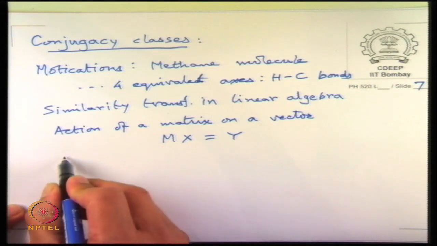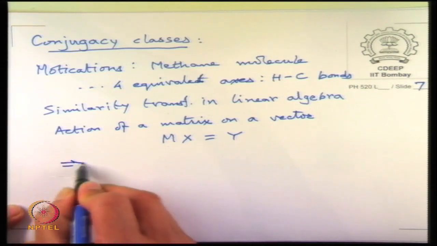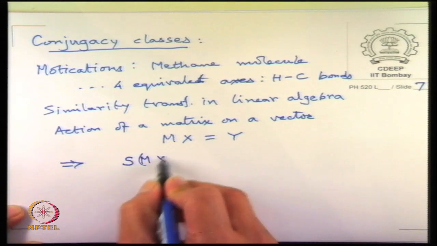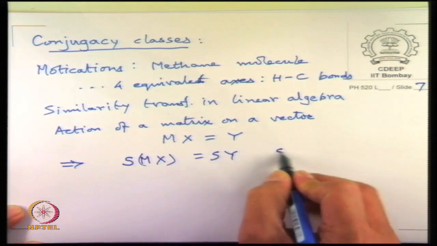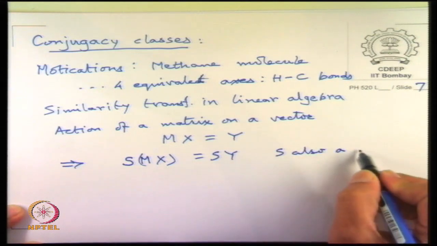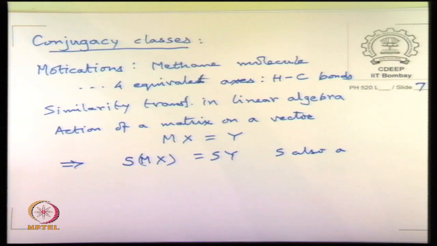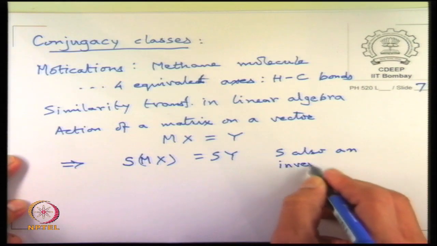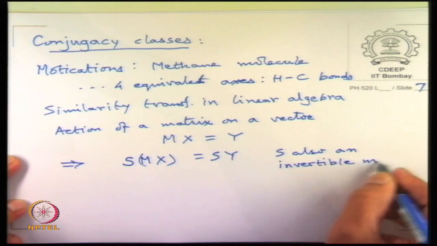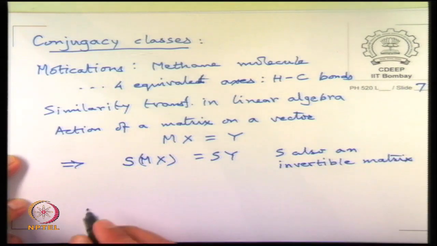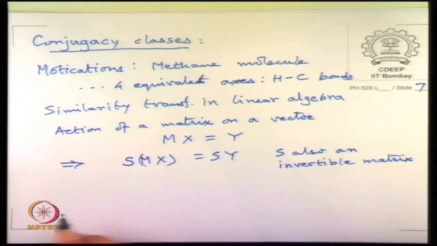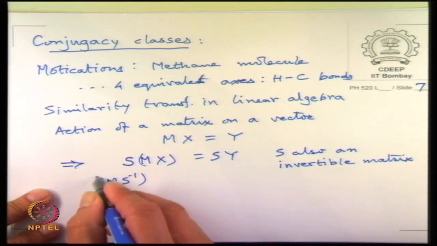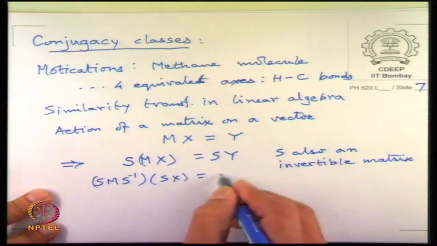Suppose we multiply it on the left by some transformation S, which is also a matrix. We will say a non-degenerate, invertible matrix, one that has an inverse. Now, what we can do is rewrite this as S M S inverse acting on S X equal to S Y.